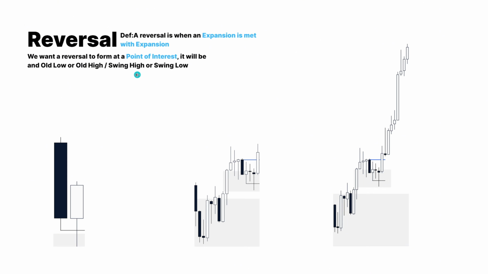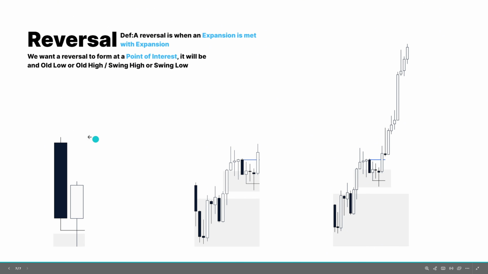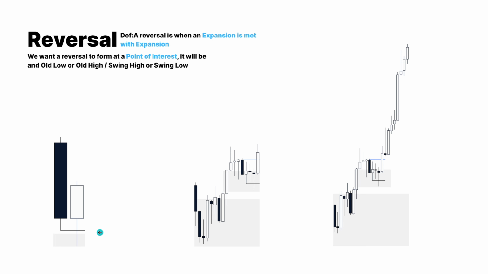We want a reversal to form from a point of interest. It will be either an old low or old high. Swing high or swing low is the same thing. In this case, we have the daily chart as an example. We take out the previous day low. After taking out the previous day low, we continue higher, retrace back down, manipulate another low. After this expansion to the downside, we expand back up, expansion met with expansion, continuation higher. Normally, when expansion is met with expansion, you're going to see examples of a V-shape.